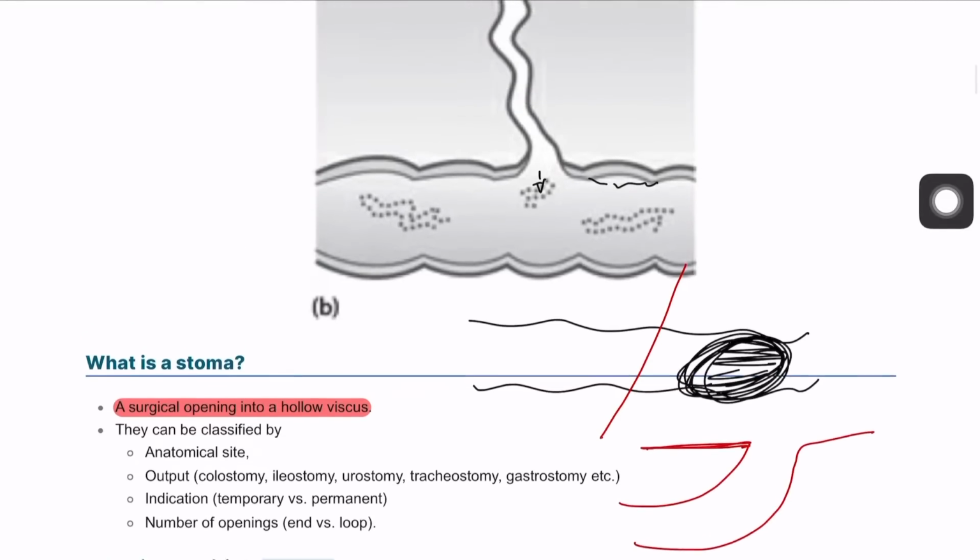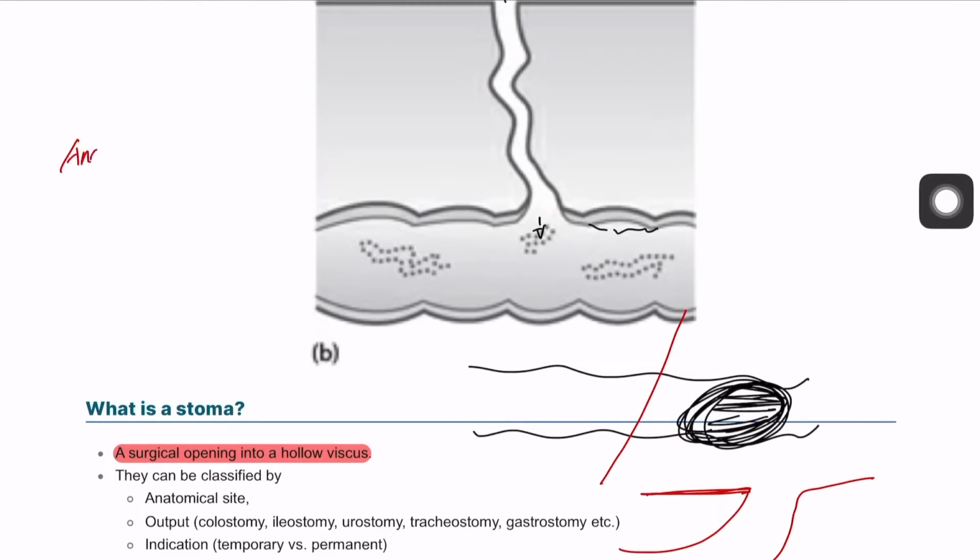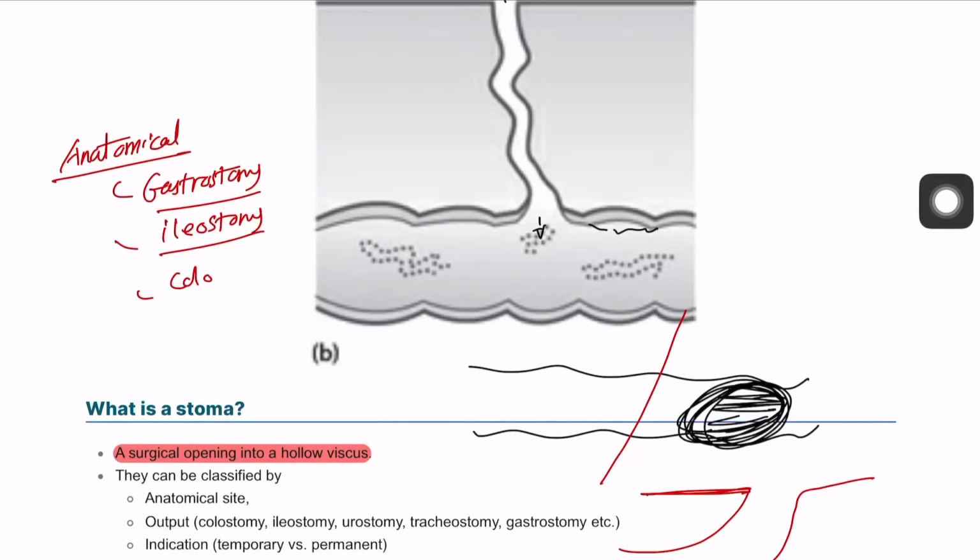It can be classified by the anatomical site. By the anatomical site, you can have a gastrostomy, that's a stoma, and you can have an ileostomy in the ileum. You can have a colostomy, and you can have a urostomy as well. So these are classified according to the site. And the next point, you can also classify it according to the number of openings in it.